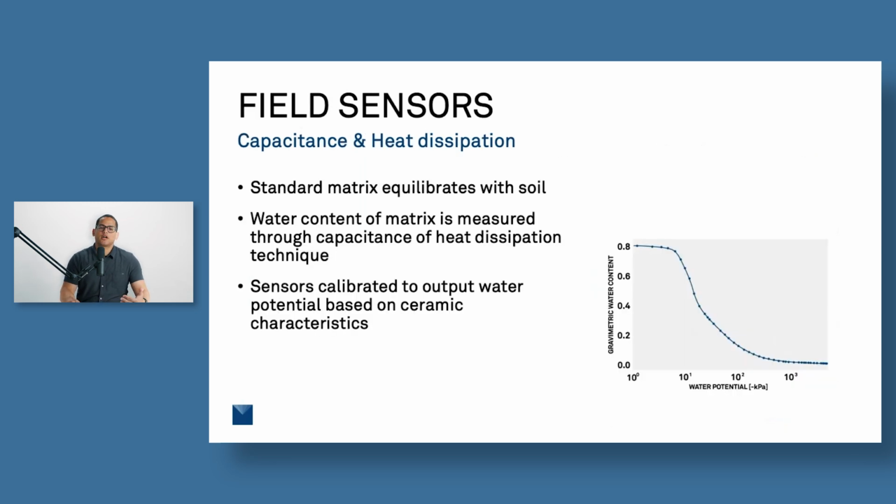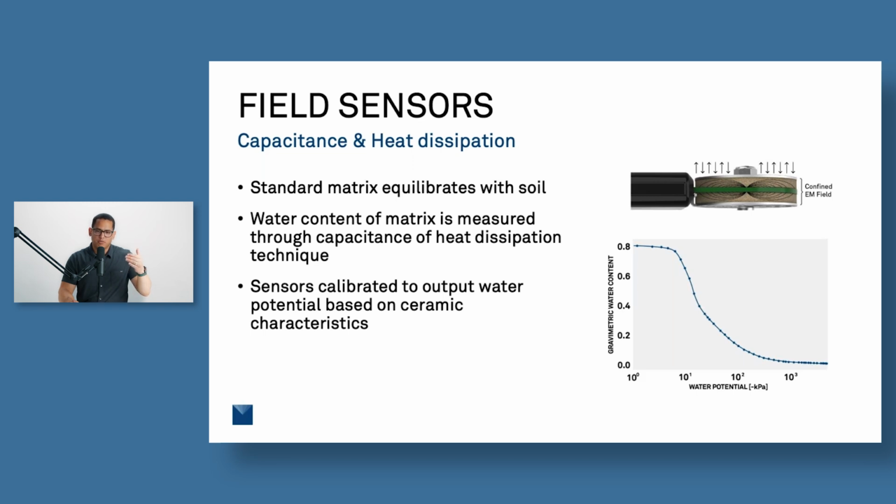So let's talk about how solid matrix sensors work. Again, they're typically measured using a capacitance or heat dissipation technology. You're going to have a sensor with a ceramic matrix or some other solid matrix. It could be some sort of granular matrix as well, as long as we can keep that consistent and it has a good pore size distribution. We can use that to make that measurement. And what we're doing is measuring as that ceramic comes into equilibrium with the water potential of the soil.